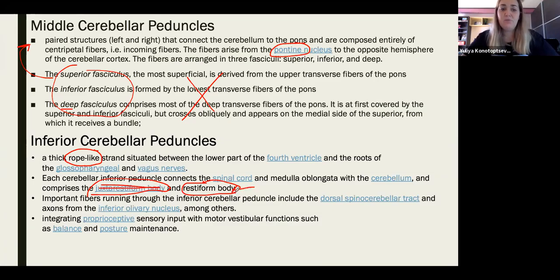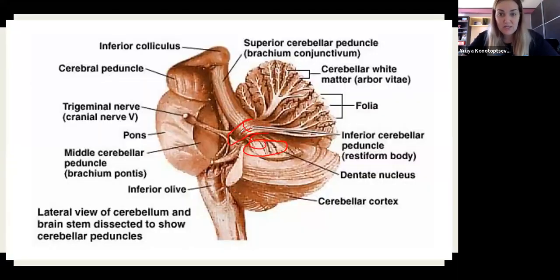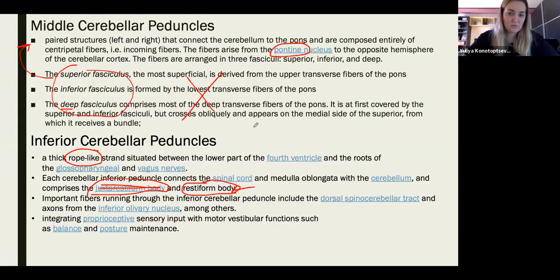Why? Because the axons which are running here belong to a very particular tract. Which one? The posterior spinocerebellar tract. You remember there's anterior, posterior? So for the posterior spinocerebellar tract, the axons will be there. They will be in this restiform body.